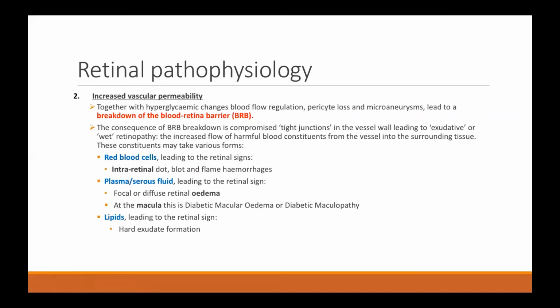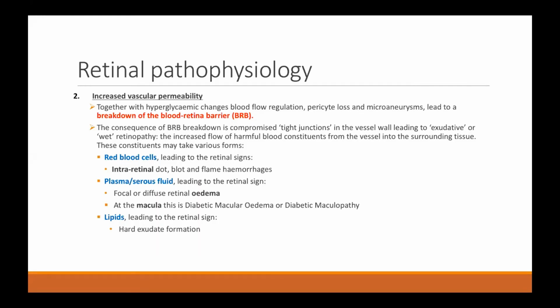Following the loss of the pericyte cells, because of hyperglycemic changes, you get increased vascular permeability. This leads to the breakdown of the blood-retina barrier. This is a term given to the process by which the beneficial components of the arteriole's contents, the oxygen and the glucose, are transmitted to the nearby neural structures, and the harmful components are prevented from entering the retina. So that's the barrier. It lets all the good things in and prevents the bad from entering. It regulates the permeability of the retinal blood vessels.